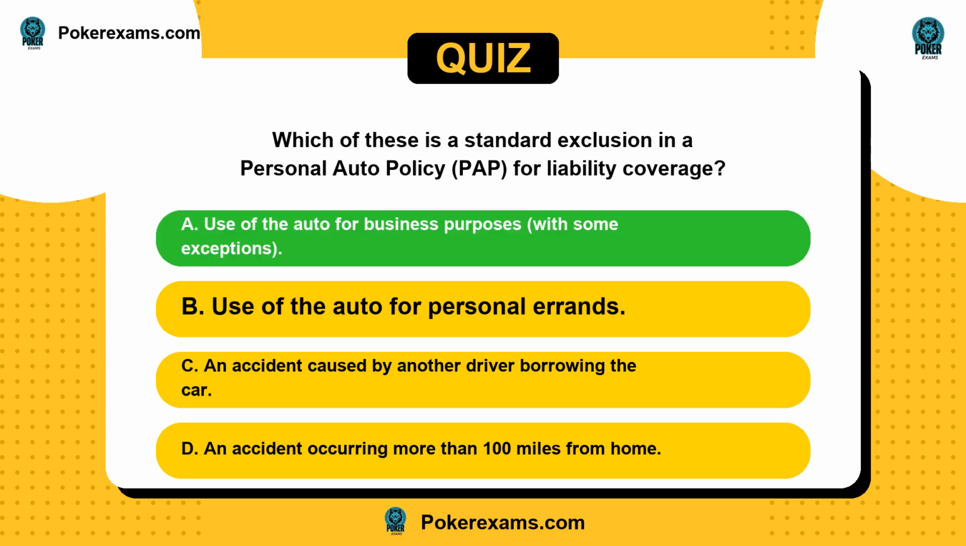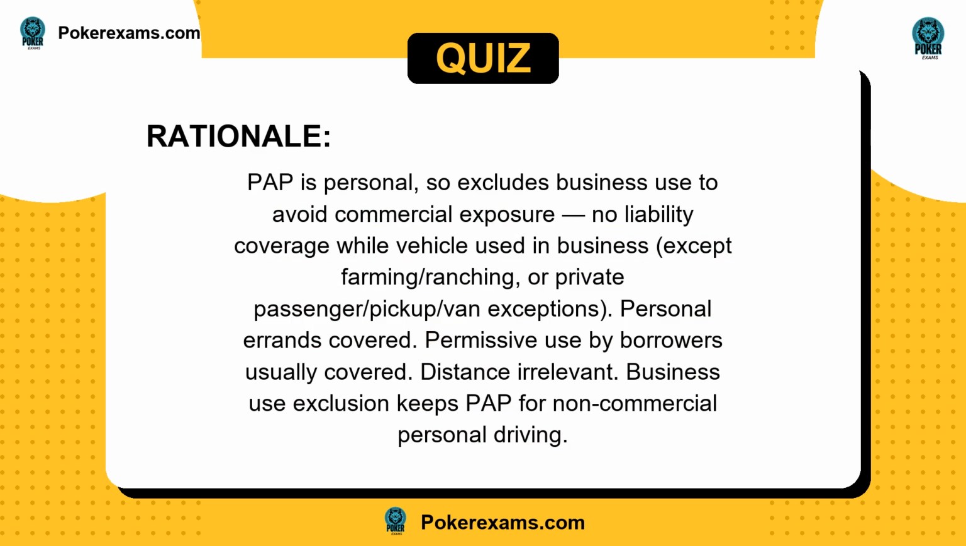The answer is A. PAP is personal, so it excludes business use to avoid commercial exposure. No liability coverage while the vehicle is used in business, except farming/ranching or private passenger/pickup/van exceptions. Personal errands covered. Permissive use by borrowers usually covered. Distance irrelevant. Business use exclusion keeps PAP for non-commercial personal driving.